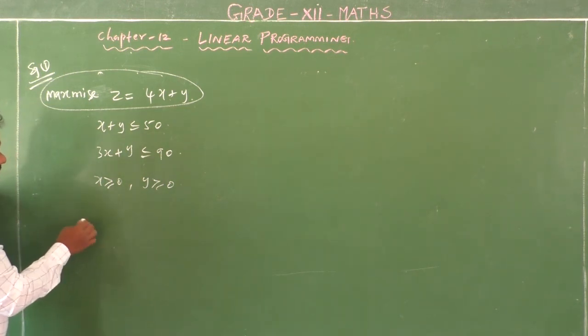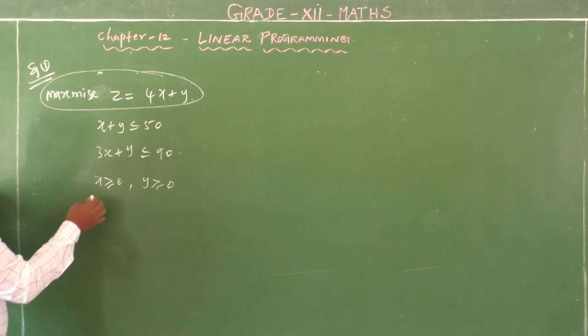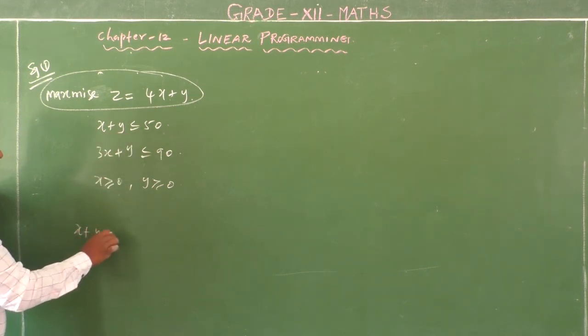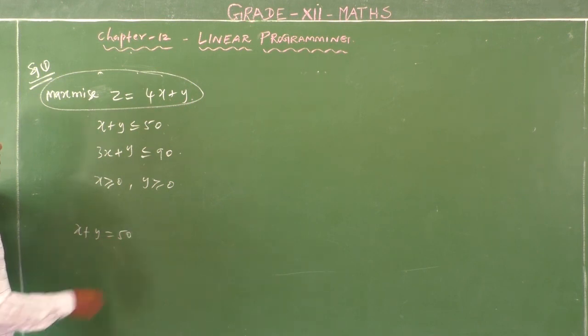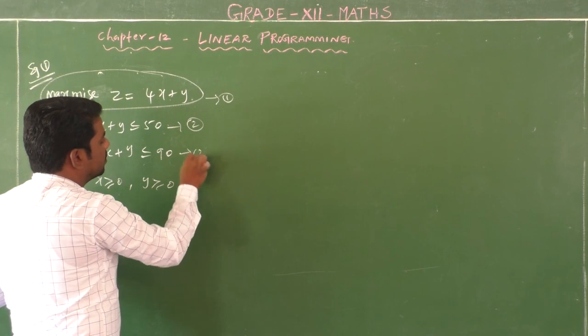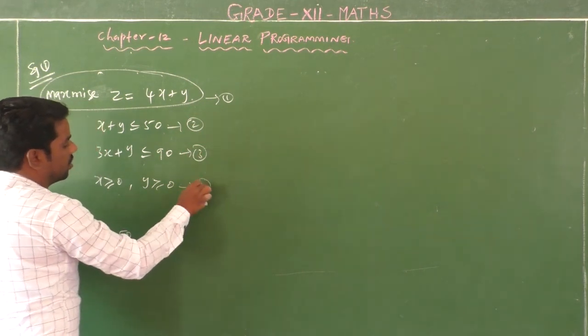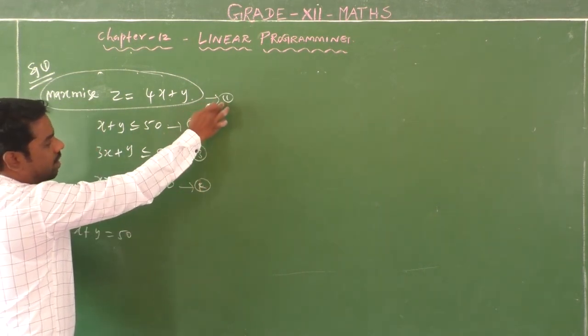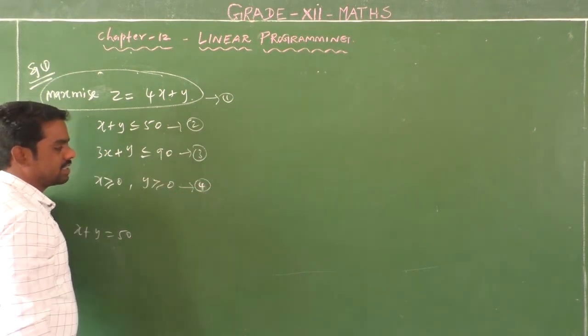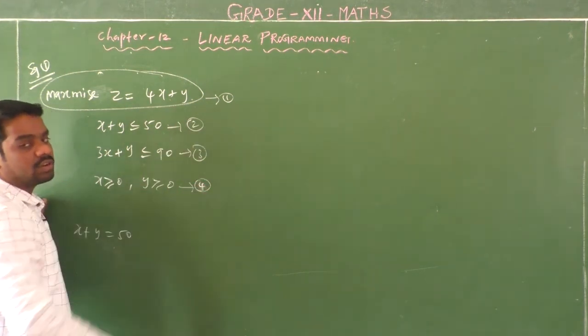First we find the intersect points of the given constraints. So x plus y is equal to 50. This is equation number 1, equation number 2, equation number 3, this is equation number 4. Equation number 1 is the objective function, 2 and 3 are constraints, and 4 is the non-negative restriction. Now 2, 3, 4 are also constraints.